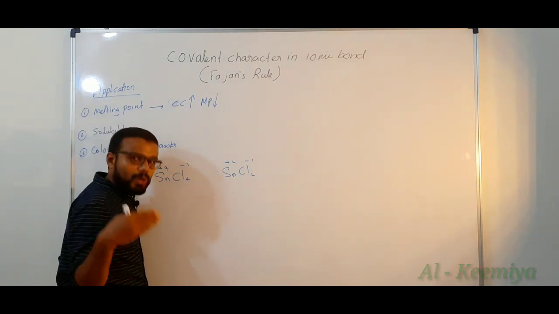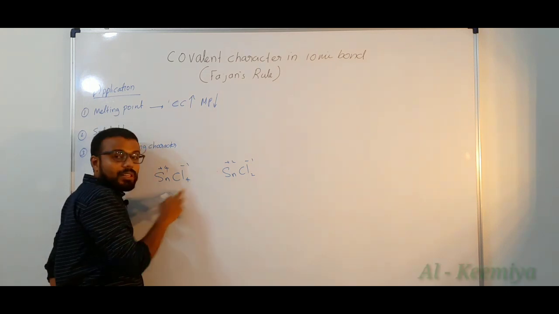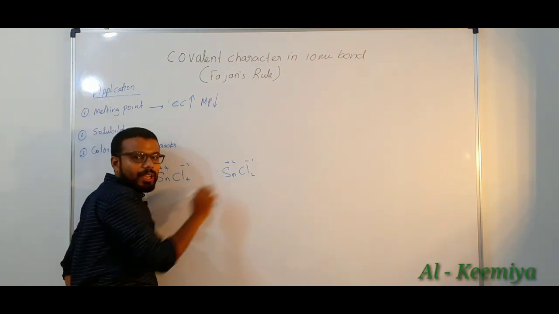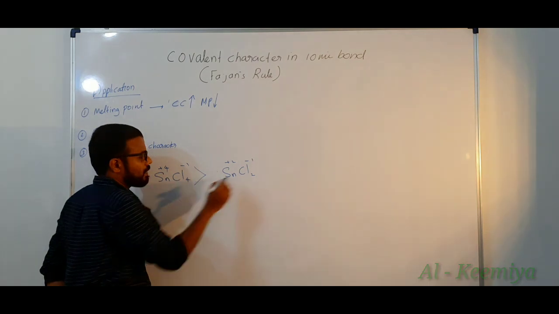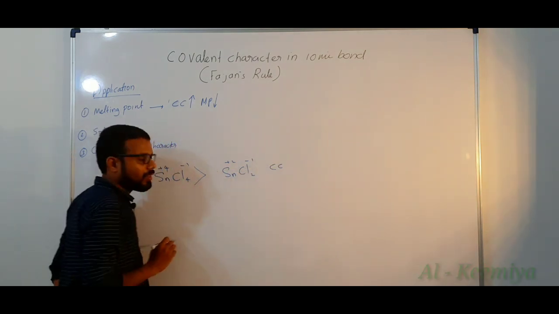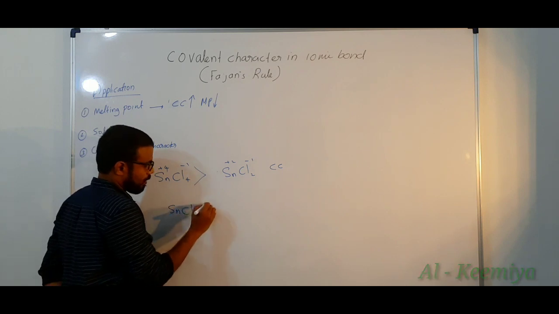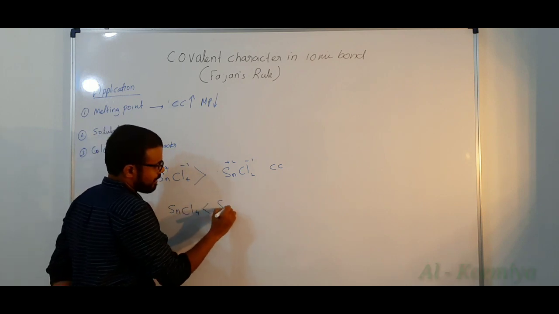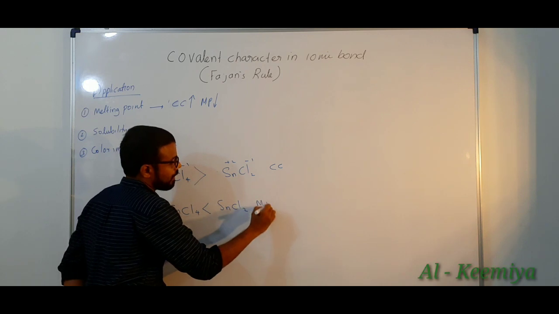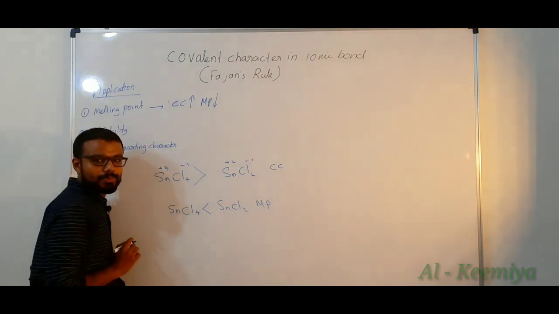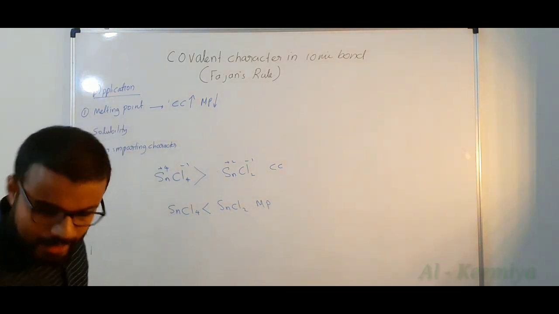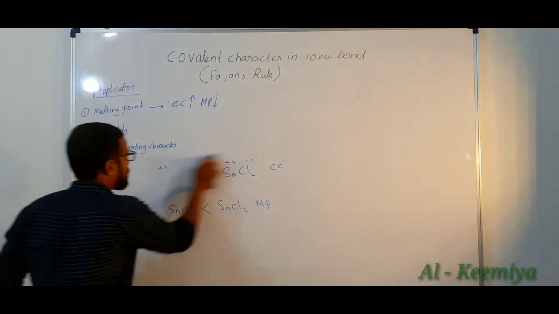That means it is already a liquid, molten. This one is what? Solid. Okay. So covalent character is higher for this one. Melting point of SnCl4 is what? Less than SnCl2. Order of melting point. Okay. Next one. Another example.